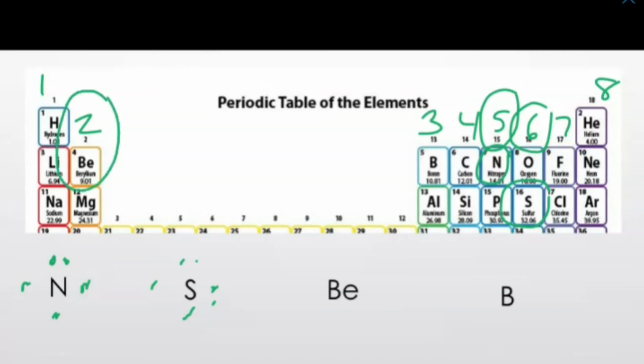Beryllium is here. It has 2. So I'm just going to put top and bottom or left to right as long as they're spread out. And then boron is here: 1, 2, 3.